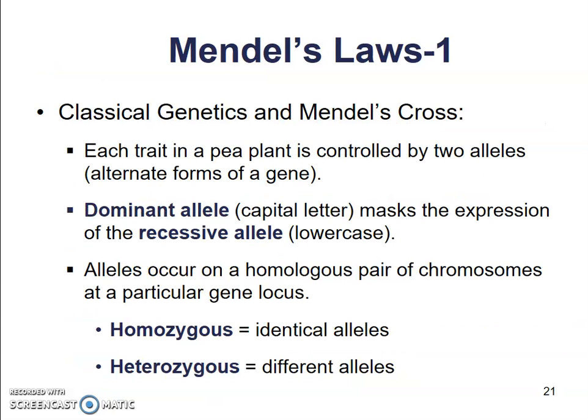In classical genetics and Mendel's cross, each trait in a pea plant is controlled by two alleles, or alternate forms of a gene. A dominant allele is always represented with a capital letter, and it masks the expression of a recessive allele, which is represented by a lowercase letter. Alleles occur on homologous pairs of chromosomes at a particular gene locus, or location. Homozygous individuals have identical alleles on those chromosomes. Heterozygous means that they're different.